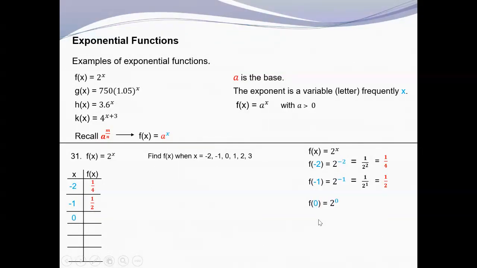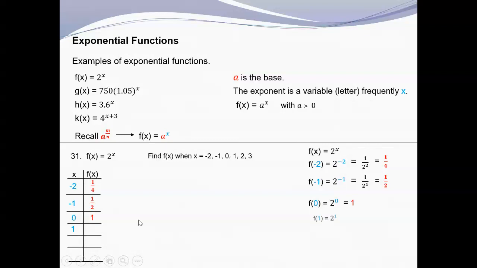Now let's write f of 0. F of 0 means that I'm going to plug in 0 for the x. So remember the zero property? Anything to a 0 power, the answer is 1. A common mistake that students make is that at times they say it's 0. So just remember that anything to the 0 power, the answer will be 1. So when x is 0, y is 1.